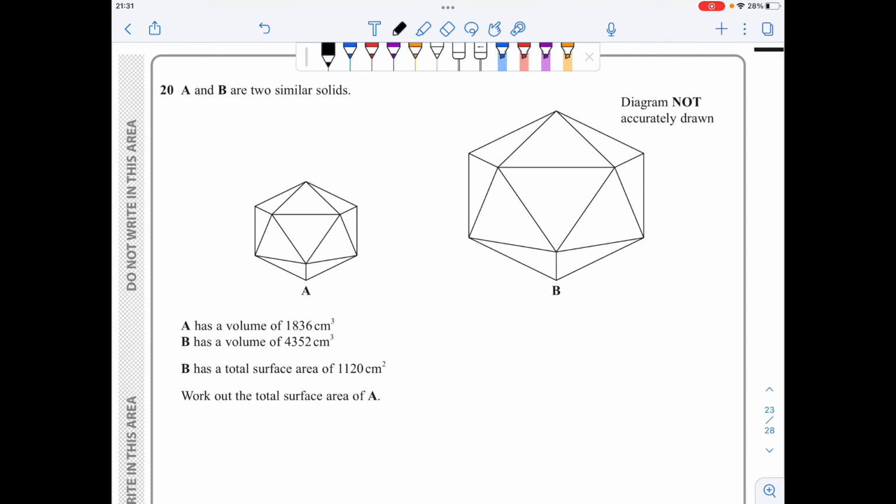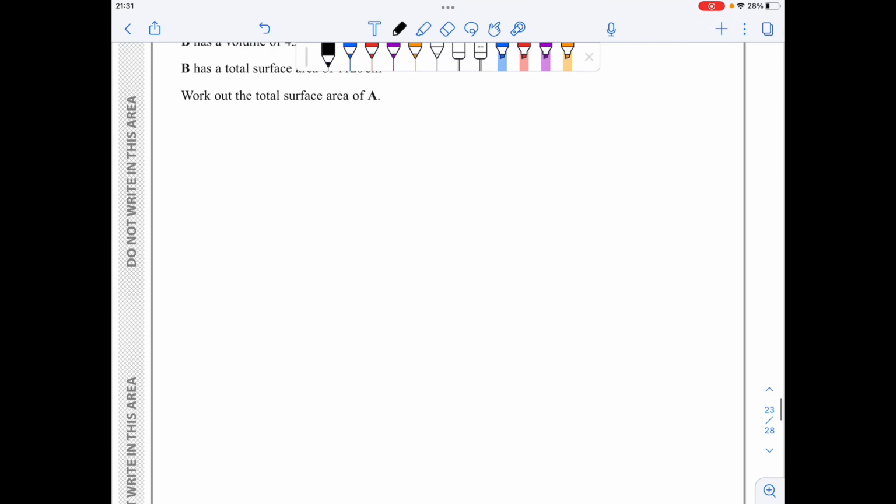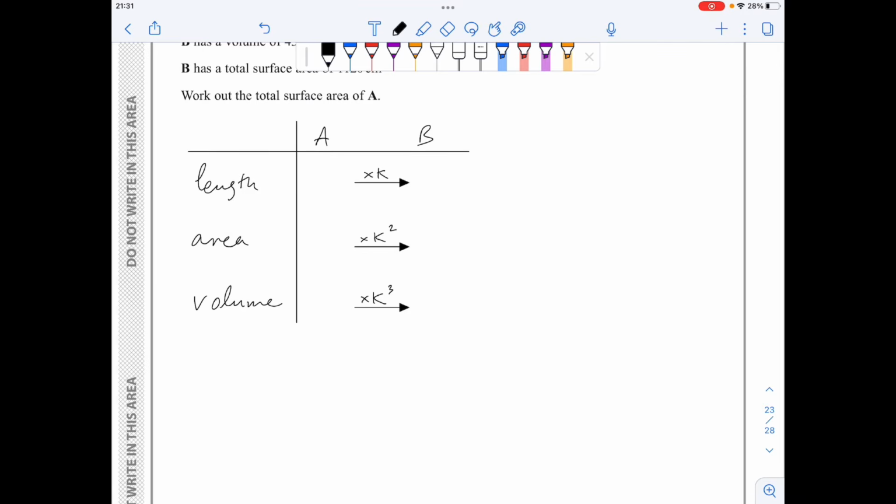In question 20, I have two similar solids. I'm given the volume of each one of those and the surface area of B. I need to find the surface area of A. In this type of questions, I like to create the following table. Now note that I have length, area, and volume. That's 1 dimension, 2 dimensions, and then 3 dimensions. And I have a scale factor, K, which is at the power of 1 for the length, power of 2 for the area, and power of 3 for the volume.